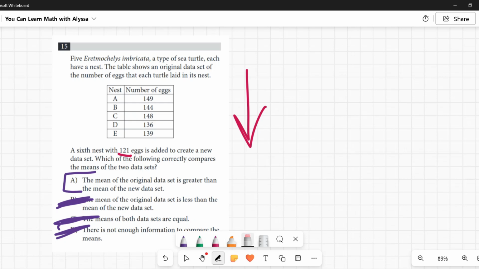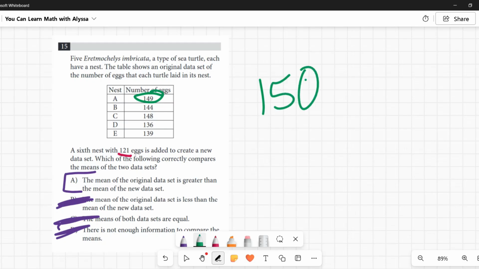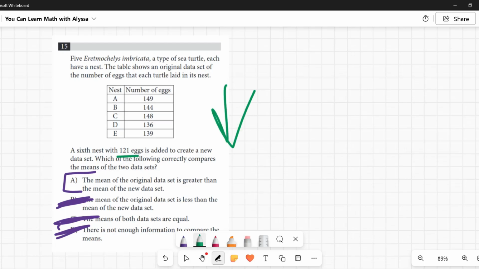It's going to be safest to do the math on that. But here it is very clearly less than any of the original ones. It is going to bring that average down. Likewise, if the new data point had been greater than 149, anything 150 or greater, it's going to bring the average up, even by just a little bit. So you wouldn't actually have to do the math. Just recognize it's lower than all the numbers, so it has to bring the mean down, which means, again, A, the mean of the original data set is greater than the mean of the new data set.